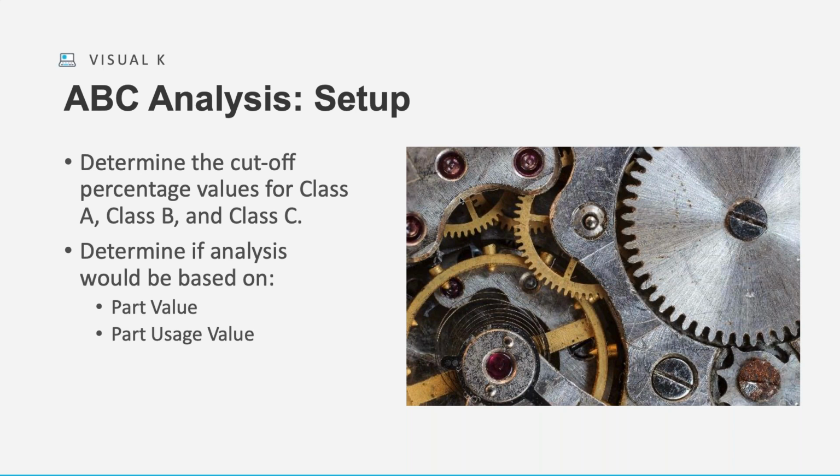Okay. And then that analysis will be based on the part value, which is basically your quantity available times the actual average price of that item. The other one is based on a part usage value, which is looking at how you're issuing those parts against work orders and the actual average price of those, so that you can get a sense of how you're using them, which should be considered a class A or a class B or a class C.